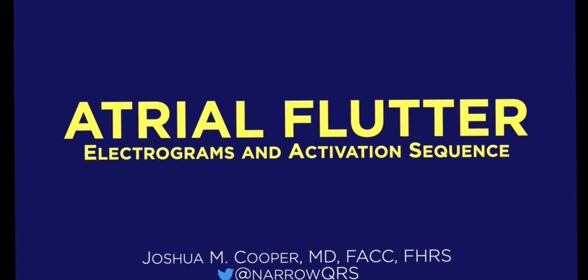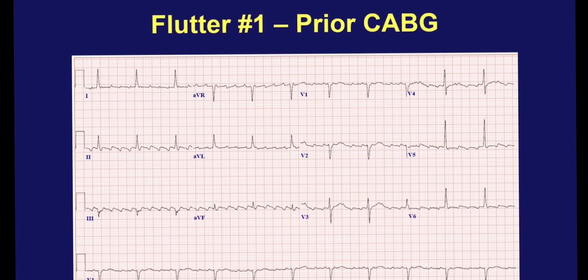Our multipolar catheter in the right atrium and coronary sinus to evaluate the electrogram activation sequence in 3 different examples of atrial flutter. So we could also call this segment a tale of 3 flutters. Here's flutter number 1 in a patient with prior coronary artery bypass surgery.